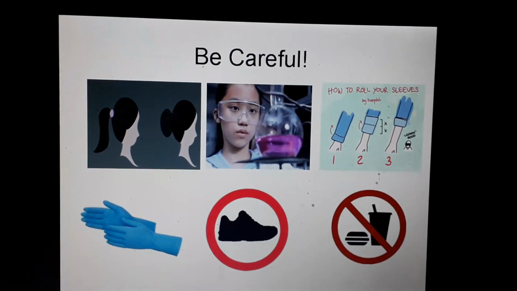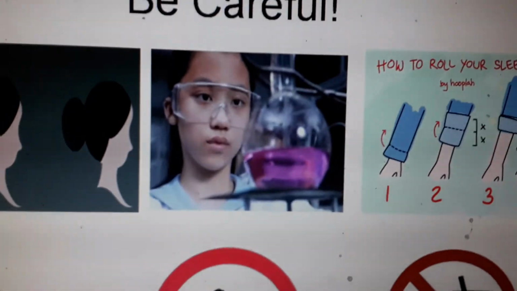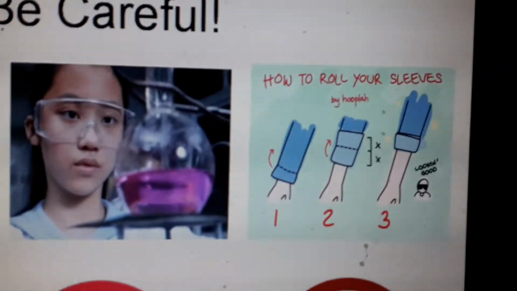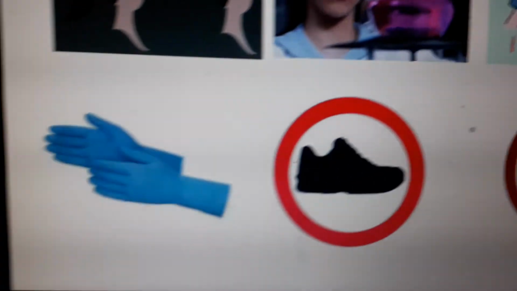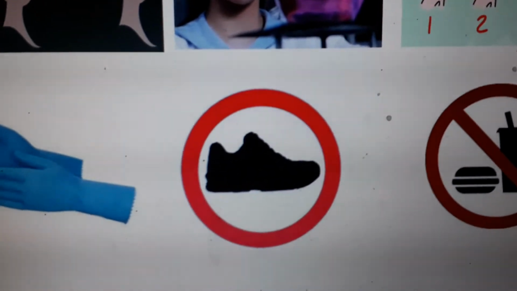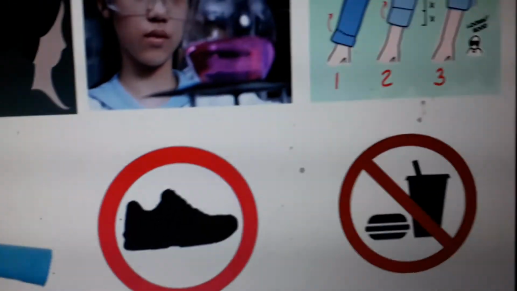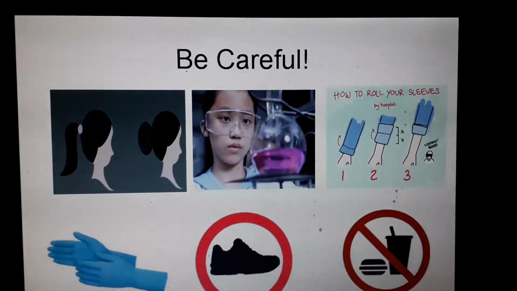If you have long hair, you should always tie it up, and you should always wear goggles when you are in a science lab because you have to protect your eyes. And if you are wearing long sleeves, make sure that you roll your sleeves upwards, wear gloves and wear fully covered shoes. Make sure that your legs are fully covered, and do not eat or drink in a lab. So you have to be careful with these things.